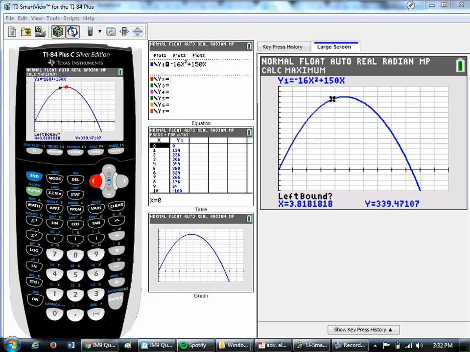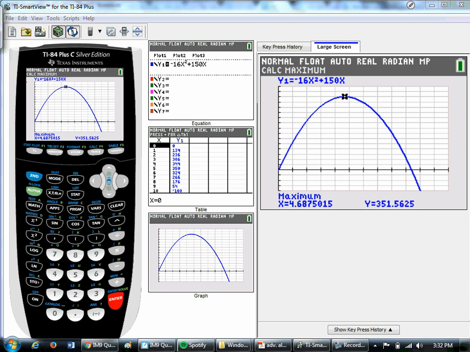So I'll hit enter. Then it says right bound. Well, I want to move to the right. This point is clearly to the right of where I think my maximum is. Bounds mean these two lines that you see on my screen are kind of boundaries for where I'm looking for my maximum. Now it says guess. So I'm going to move over to where I think I'm going to guess it is, and hit enter. Okay? So left bound, right bound, and then guess.